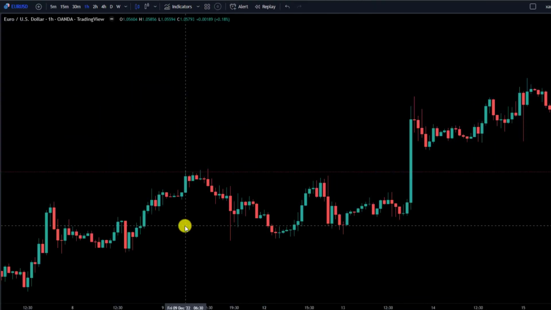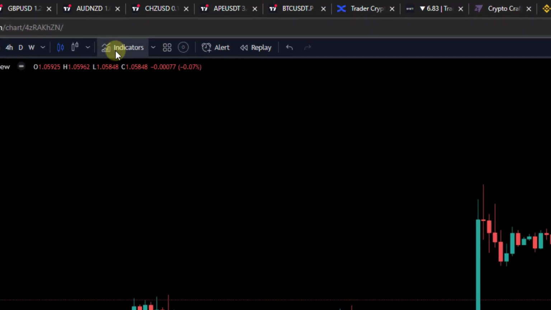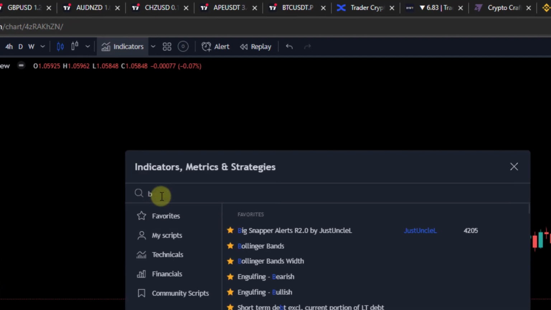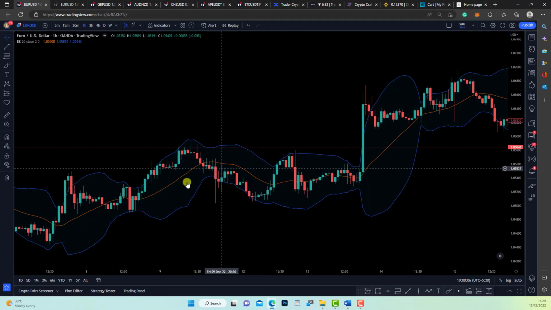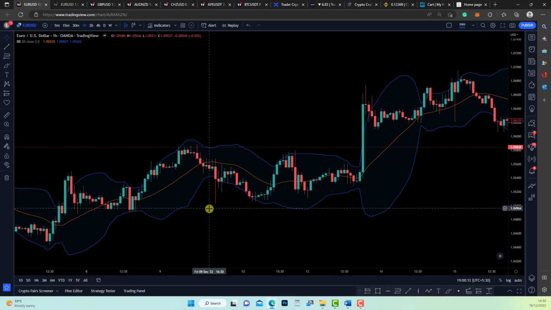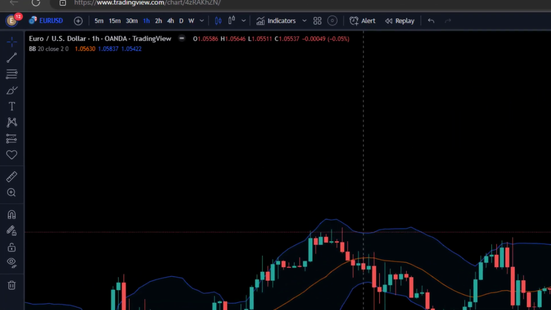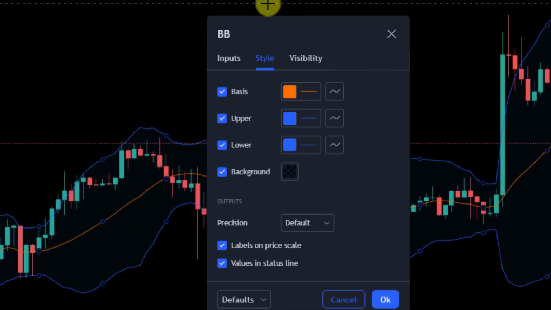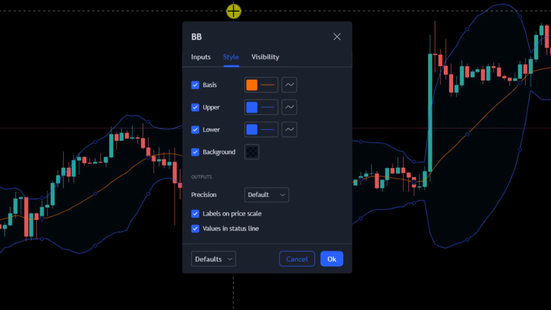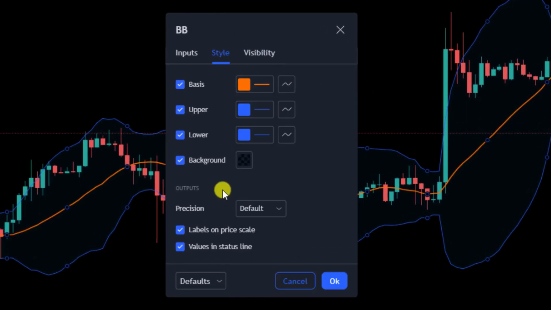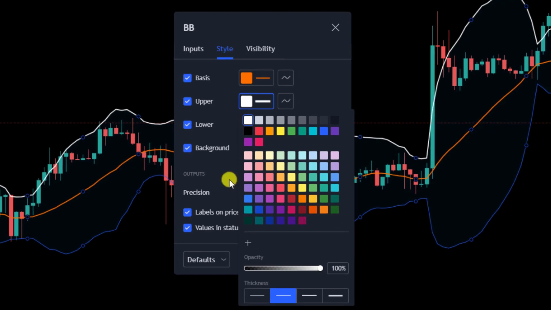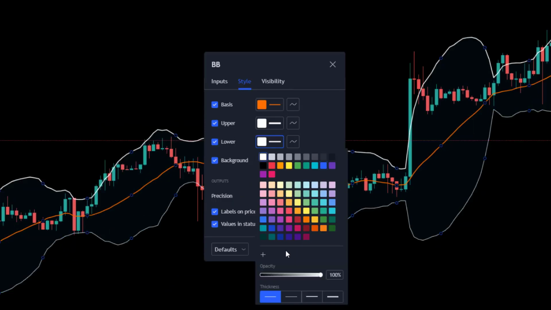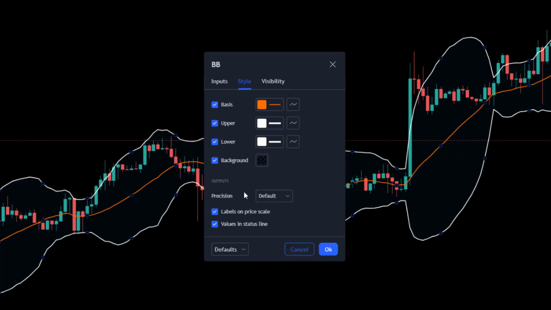So, to access the Bollinger Band Indicator, find your indicator tab at the top here. Search Bollinger and select the indicator, and it will appear as an overlay on top of your chart. We're going to change the settings a bit by clicking on its setting icon. First, increase the middle line thickness to the second one. For the upper band, change the color to white and increase the thickness of the band to the second one. And also, apply the same setting to the lower band and you're ready to go.